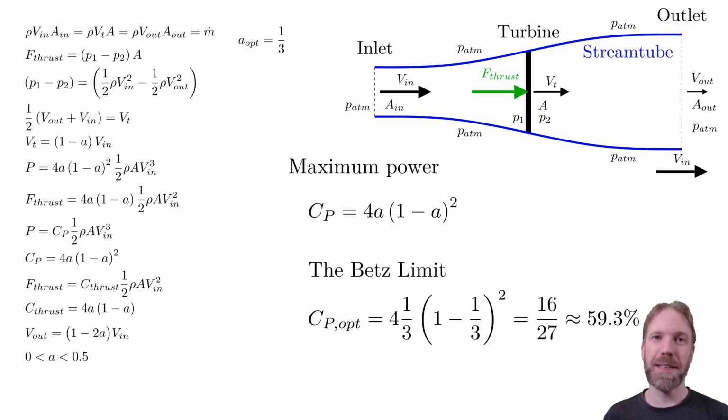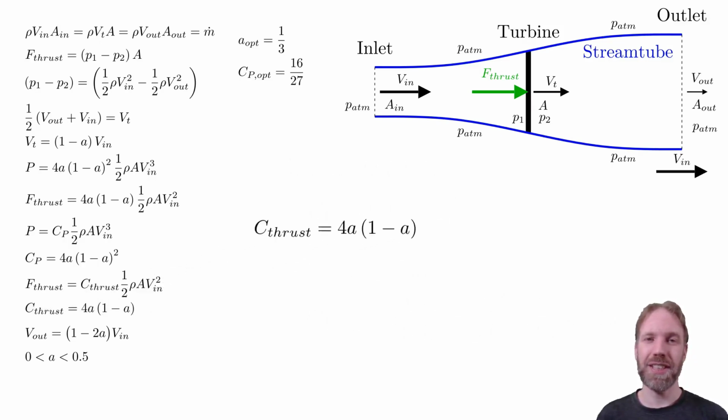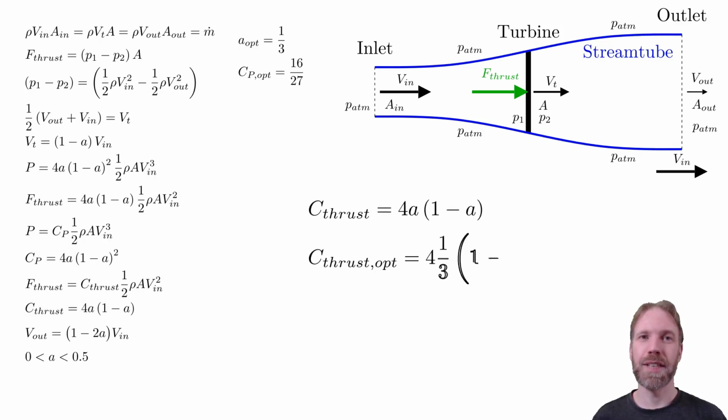This is the famous Betz limit. It tells us that the highest power coefficient we can have for a turbine is 16 over 27, which would be the case for a perfect turbine without any losses. Let us also calculate the thrust coefficient for this case. We get that the optimal turbine should have a thrust coefficient of 8 over 9.